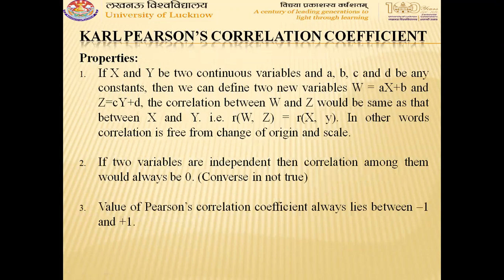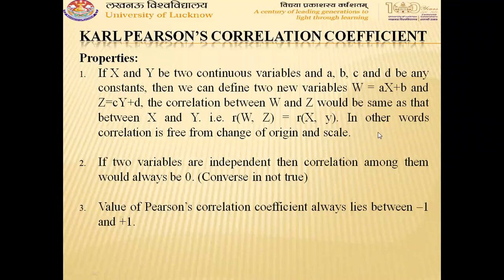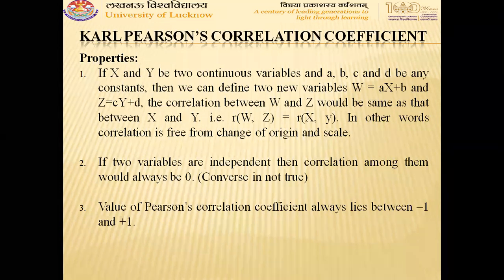Properties: if x and y are continuous variables and a, b, c, d are any constants, then we can define two new variables. w is equal to ax plus b and z is equal to cy plus d. Then correlation between w and z will be the same as the correlation between x and y. That means rw,z is equal to rxy. In other words, correlation is free from change of origin and change of scale. That is, it does not depend upon the change of origin and change of scale.